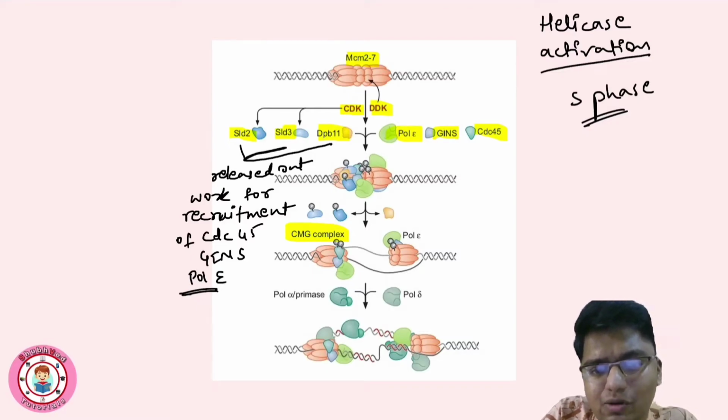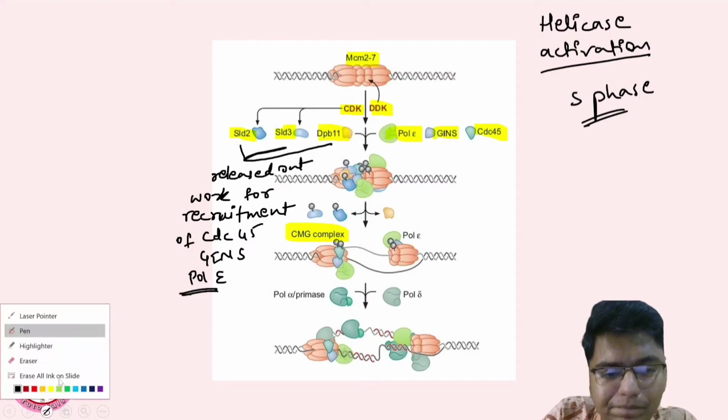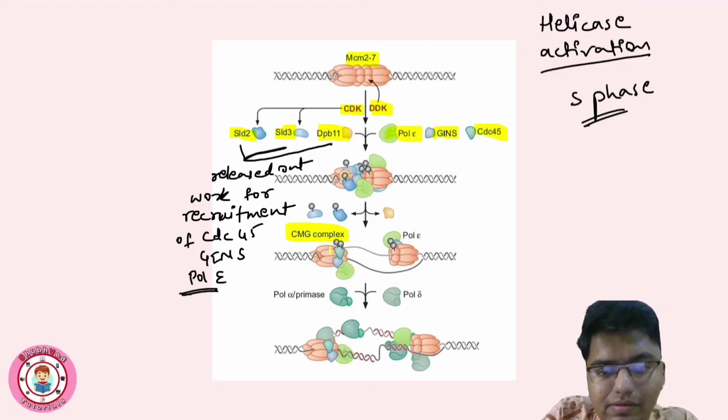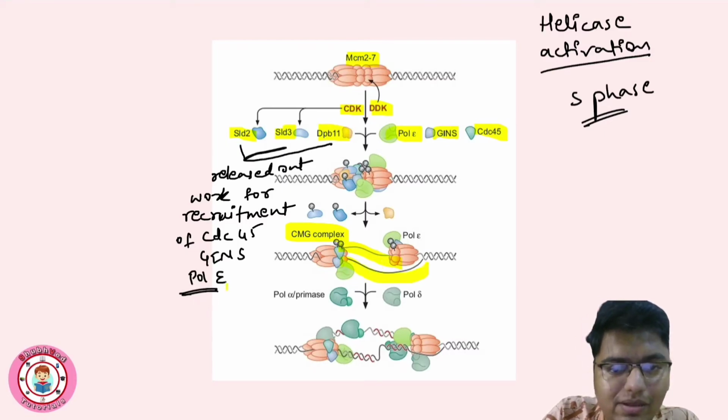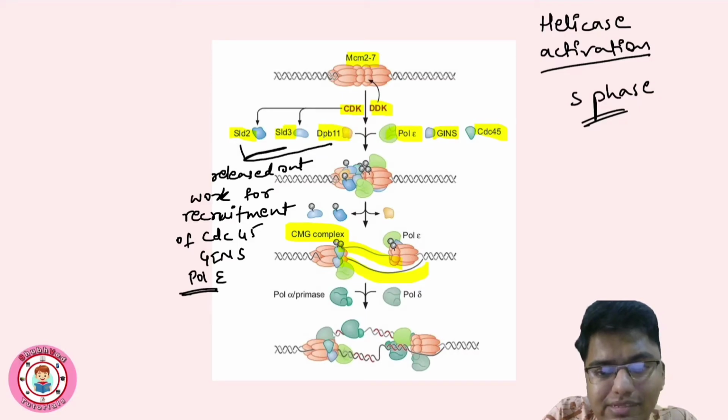Once they are released, the helicase is activated. You can see the strands are separated. So they are just loading the other proteins that will form the CMG complex. That's it. Then the other proteins, the polymerases, come into action.